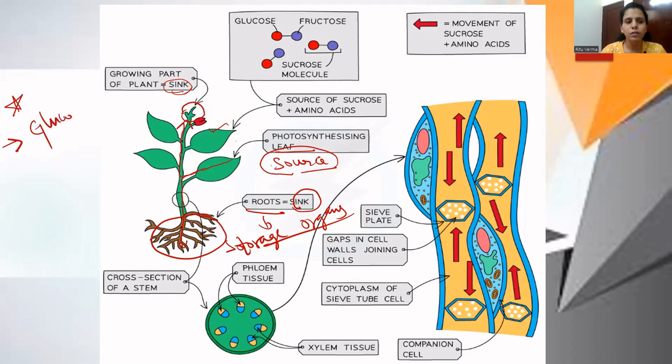One important point to be noted here is that in the process of photosynthesis, the sugar which is produced is glucose, okay? Glucose is stored in leaves in the form of starch, but this glucose is actually transported by phloem tissue to various parts of the plant in the form of sucrose, okay?